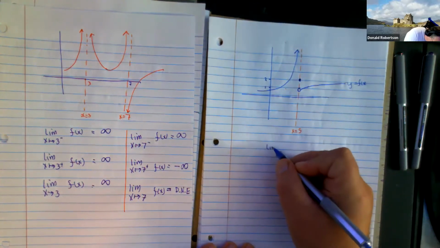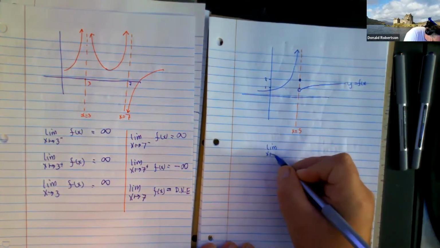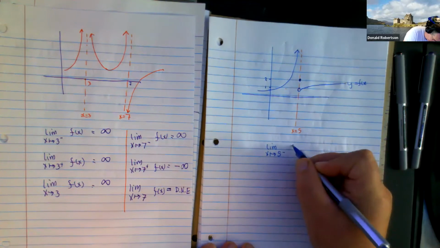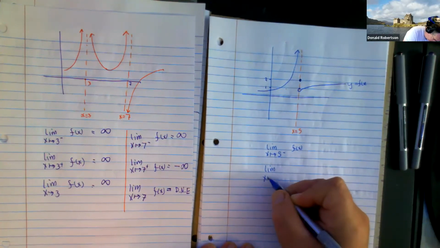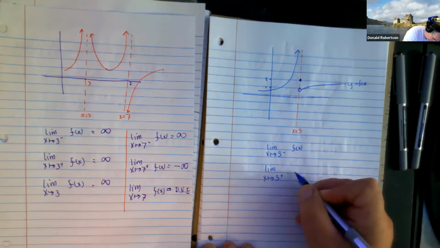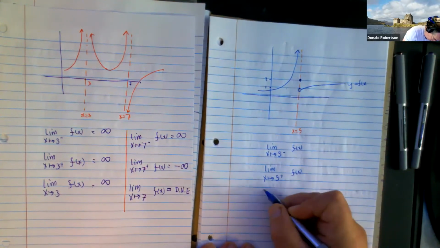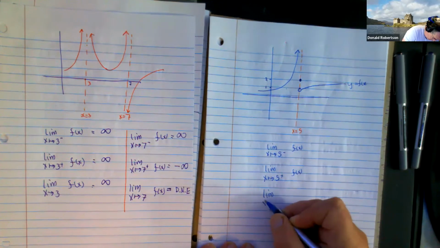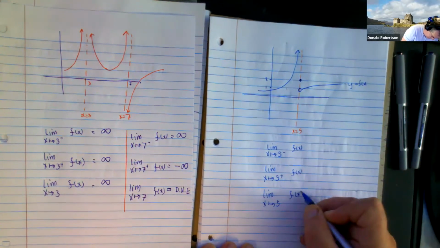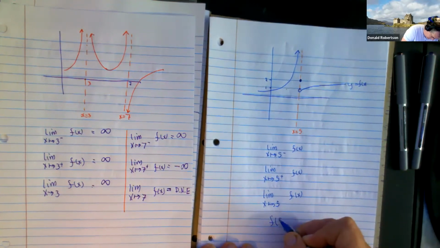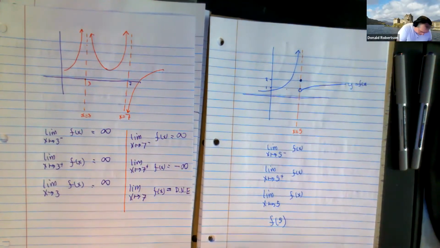So let's do a limit 5 minus. Let's do a limit 5 plus. And lastly, well, not lastly, because I have one more thing after this, an overall limit. And then lastly, that guy. So there are 4 things we're going to be asked.